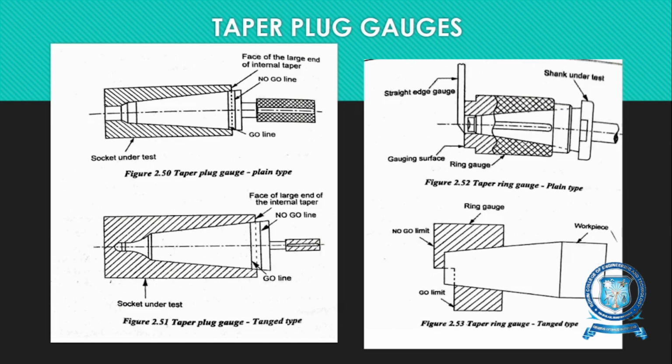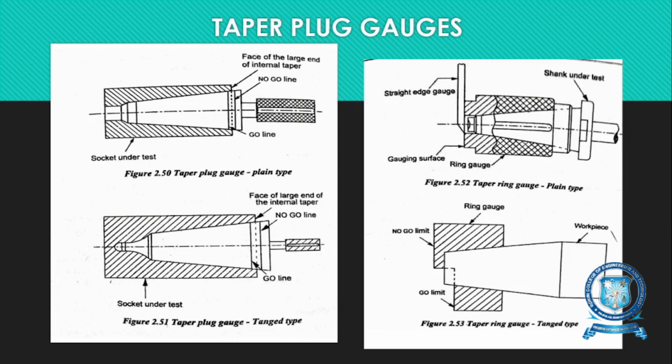The same procedure is followed for the ring gauge and the tapered spindle. So there are four different types of plug gauges. One is taper plug gauge plain type, another one is taper plug gauge tangent type, taper ring gauge plain type, and taper ring gauge tangent type. So these are the different types of taper gauges.